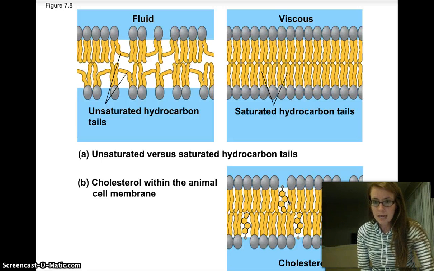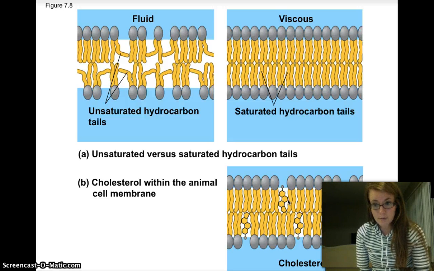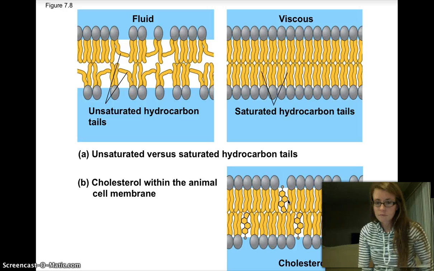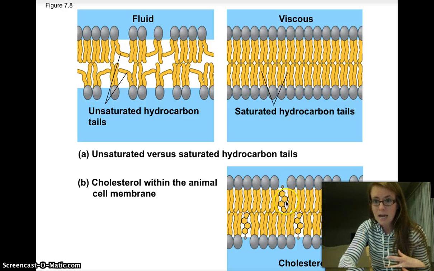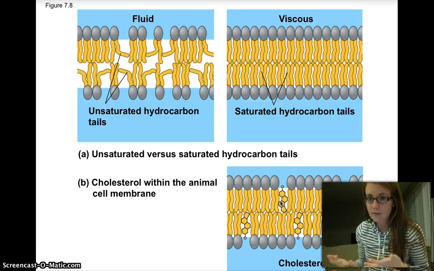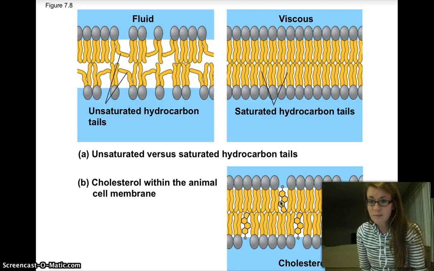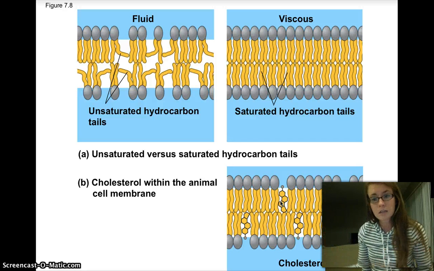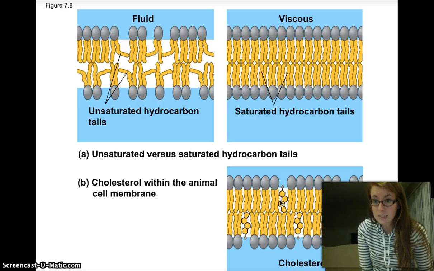So as temperatures rise inside of the body, cholesterol kind of sticks in between the phospholipids and prevents them from moving too quickly. Because remember how quickly phospholipids can move, 10 to the 7th times a second. We want to make sure that our cell membranes aren't turning into liquid and aren't going crazy. So cholesterol helps keep them in their place.